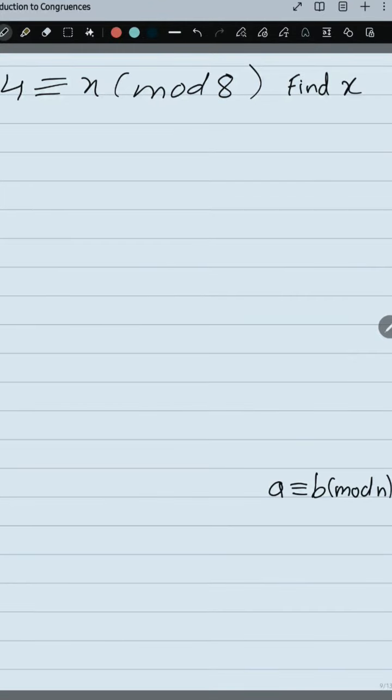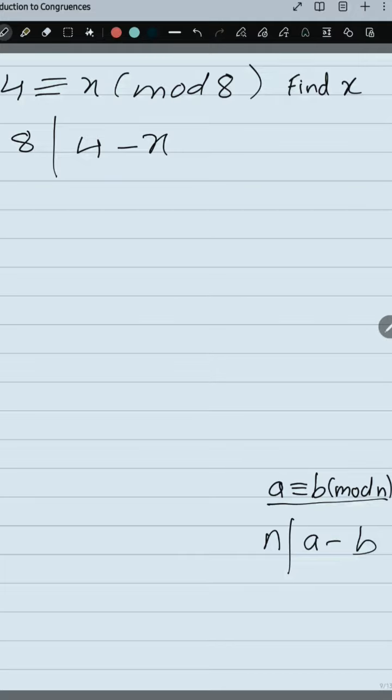Students, let's solve this question. 4 is congruent to x mod 8, find x. As per the definition, we know that if A is congruent to B mod n, it means n divides A minus B. So let me apply it here. So I can say 8 divides 4 minus x, right?